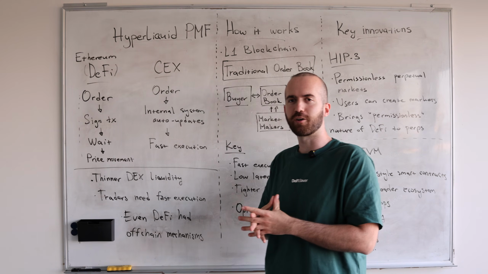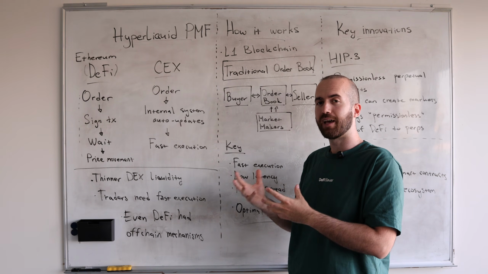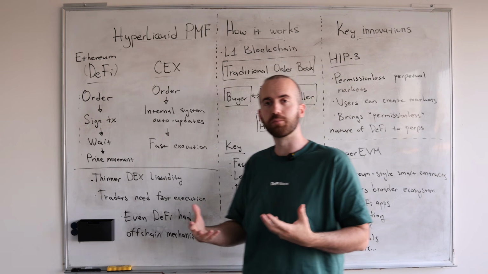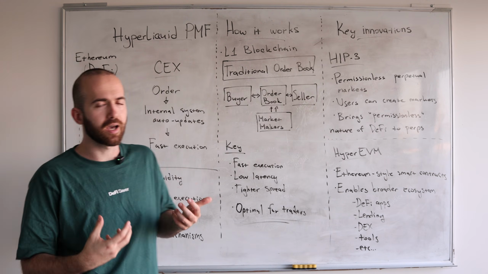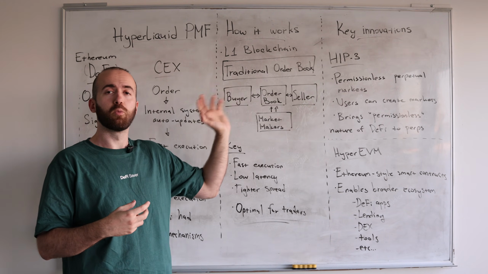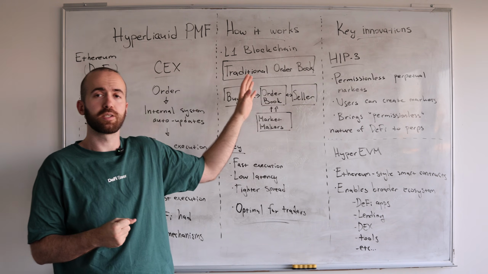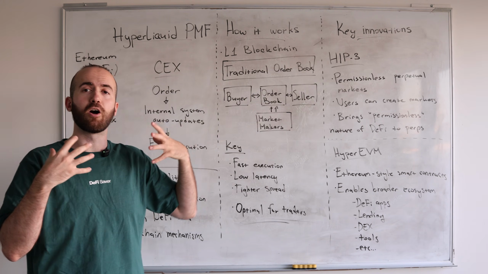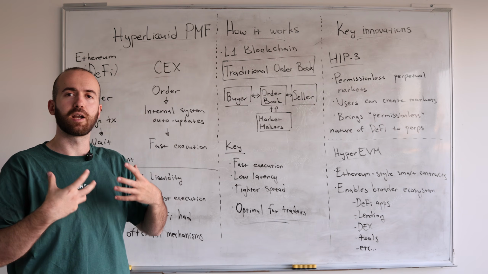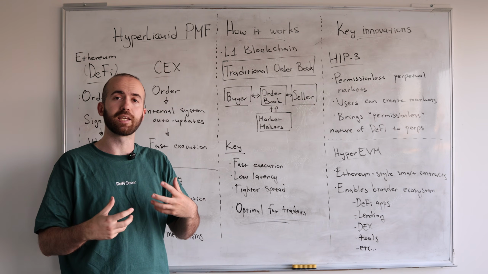And that's where Hyperliquid came in and wanted to solve this problem. So what Hyperliquid does is that it's its own L1 blockchain. So Ethereum is its own L1 blockchain, Hyperliquid is its own L1 blockchain, and all of its mechanisms are aimed towards optimizing the trading experience.